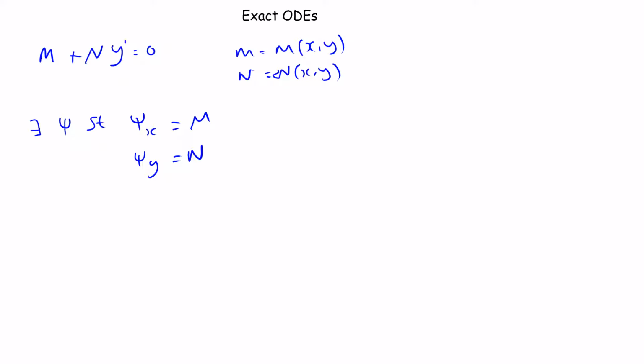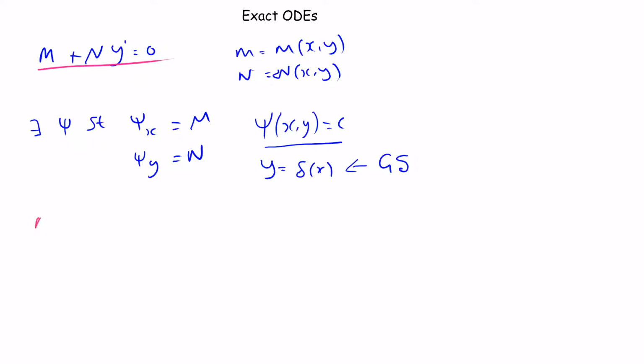If we can find our function psi, which is going to be a function of x and y, and equate it to a constant, then this will define y equals phi of x implicitly, where phi of x is just a function. So this will be our general solution. So let's have a look at what our ODE actually is.